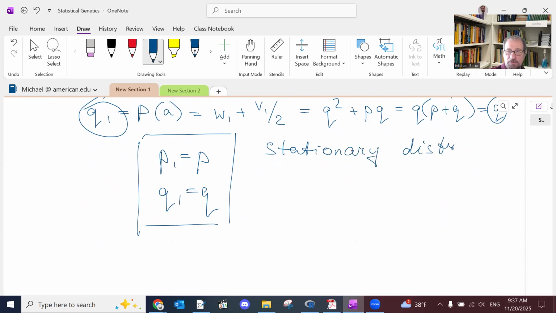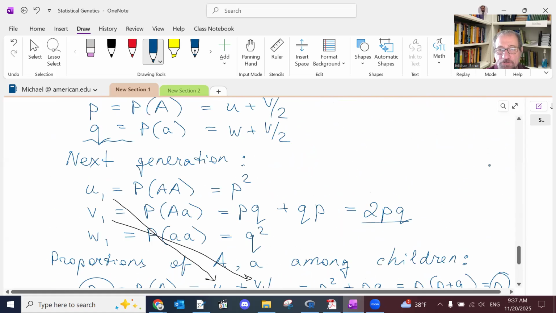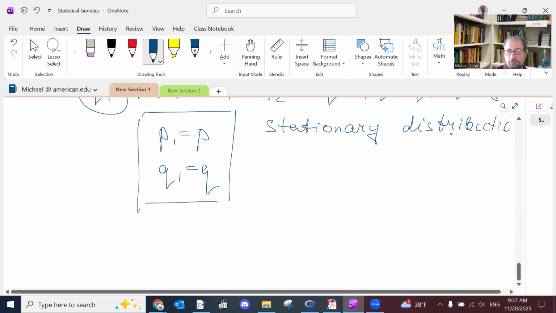Stationary distribution. The distribution does not change when we go from one generation to the next. P and Q, the distributions of dominant and recessive genes, are constant when going to the next generation.